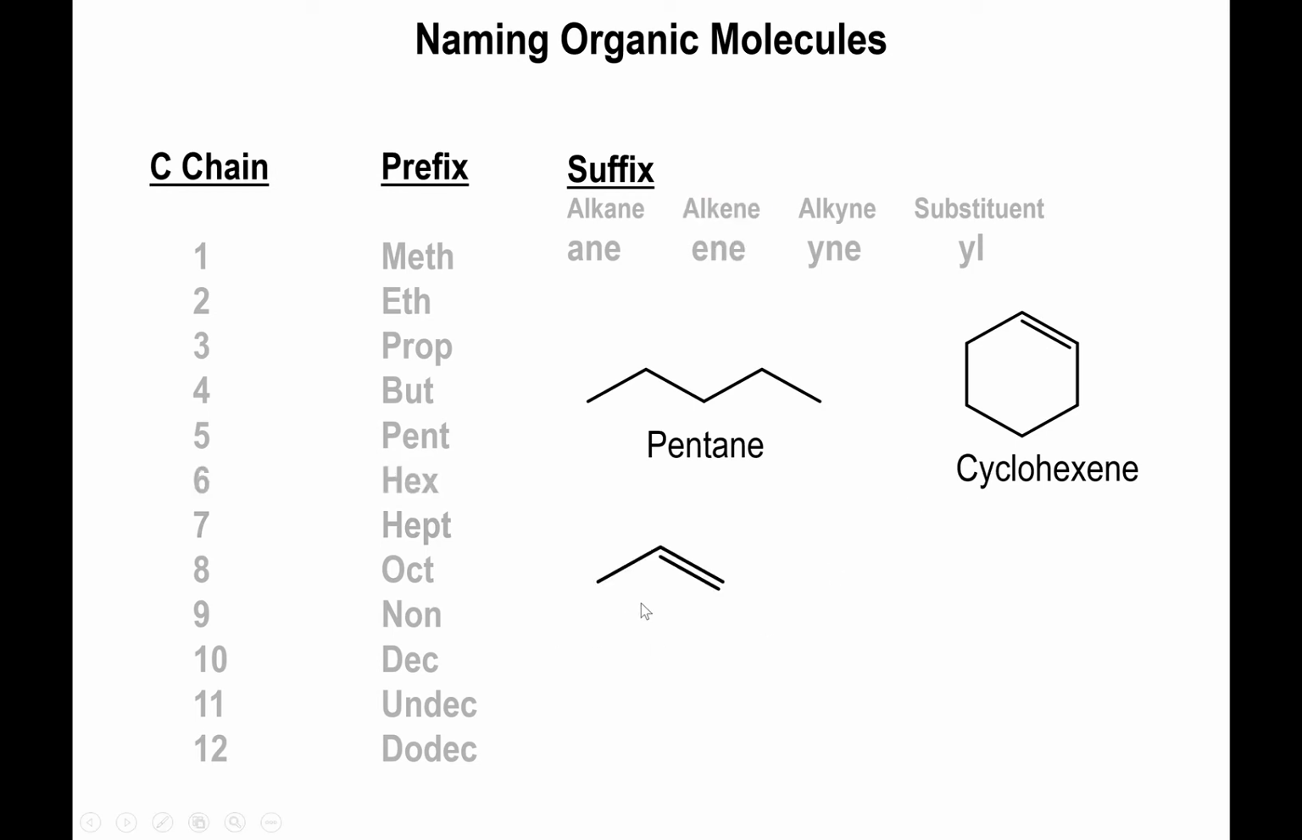Alright, then you have this other molecule, linear, but you have a double bond. So this is still an alkene. And you have 3 carbons, so this will be known as propene.